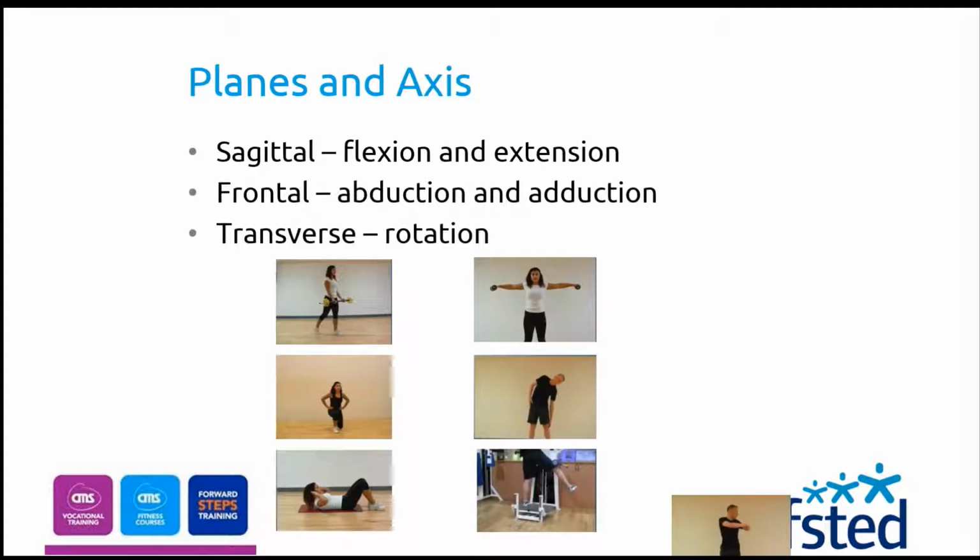Just examples here, just go back one, sorry. So there, top left, someone's doing a bicep curl. The plane would be sagittal as she's performing a flexion and extension movement. In the one below that, where she's performing a lunge, that would be a lunge in the sagittal plane of movement. In a sit-up, there's still flexion of the trunk, and therefore that would be occurring in the sagittal plane of movement.